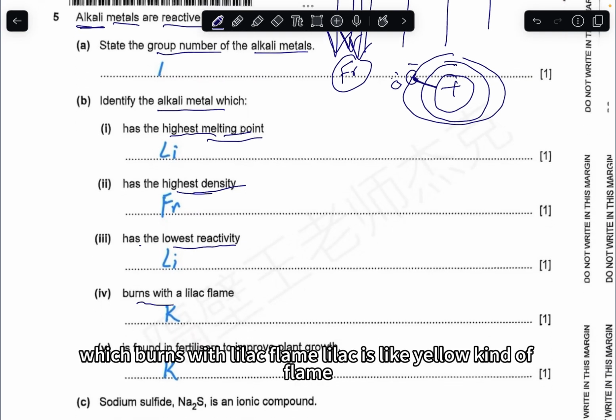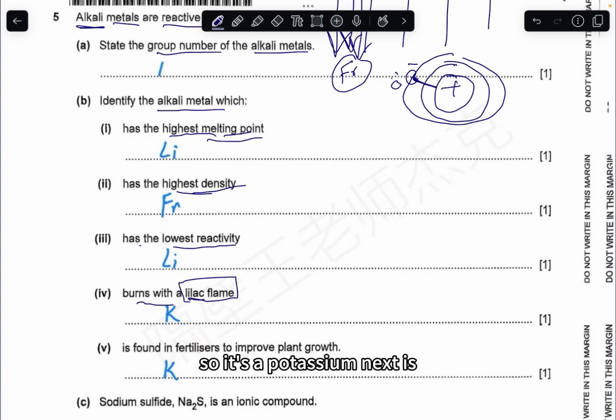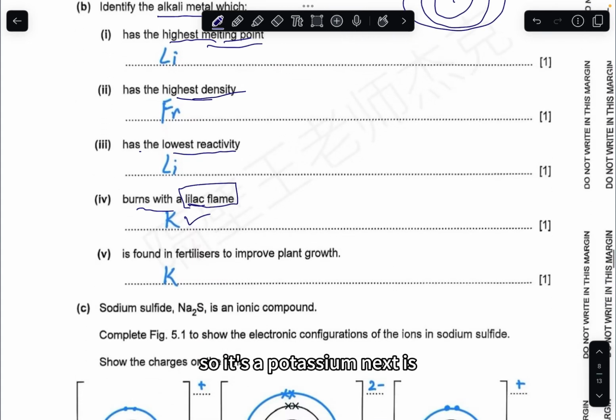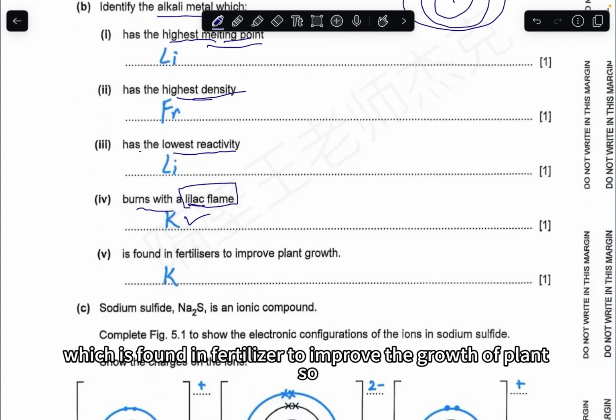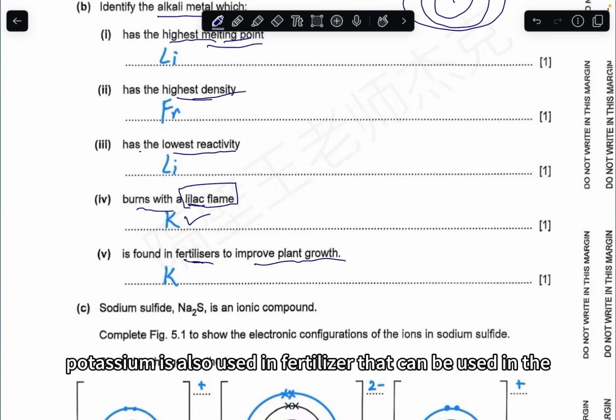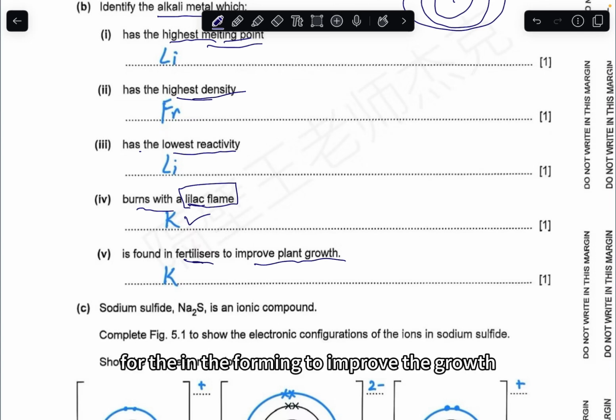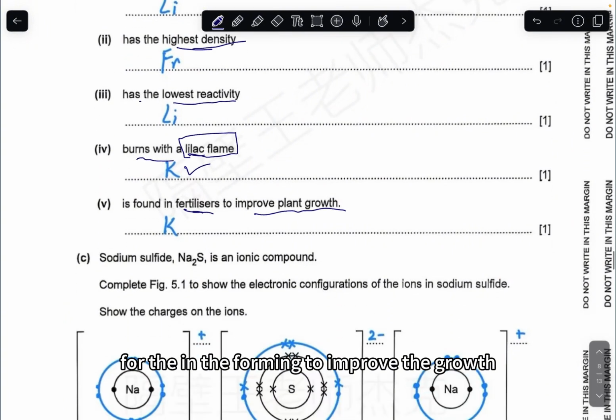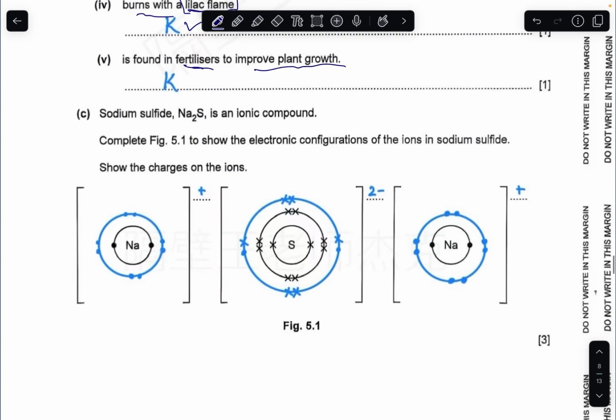Which burns with a lilac flame? Lilac is a yellow kind of flame, so it's potassium. Next, which is found in fertilizer to improve the growth of plants? Potassium is also used in fertilizer in farming to improve the growth.